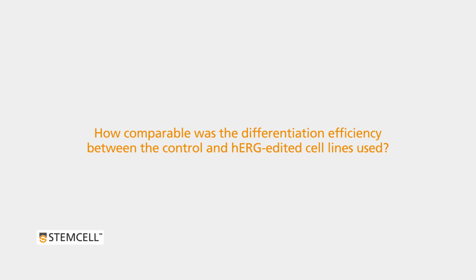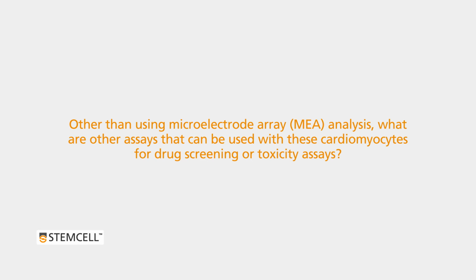Other than using MEA, what are other assays that can be used with these cardiomyocytes for drug screening or toxicity assays? So here we highlighted the MEA system, as Stacie highlighted with the SIPA initiative, as a means to do more medium to high throughput ways of assessing toxicology and drug screening. There are some lower throughput methods that you could do that require single cell.